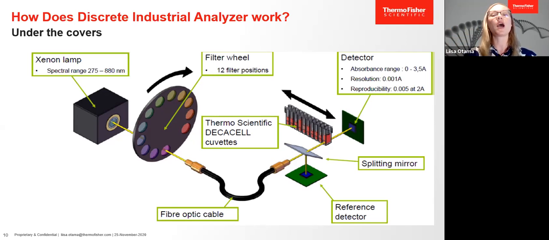This way we know how much light is actually coming from the lamp. Then the rest, roughly 90% of the light, is directed through this cuvette, the decacell cuvette we call it, which is the actual reaction vessel. After the cuvette, we have our detector, and the detector knows how much light has passed. That way we are able to calculate the actual absorbance in the reaction.